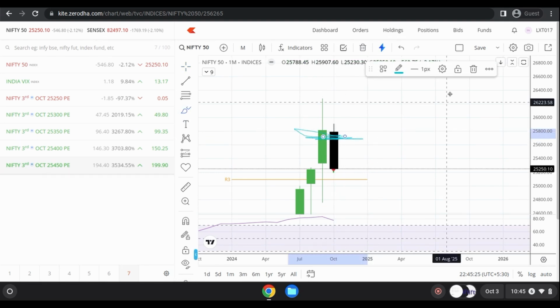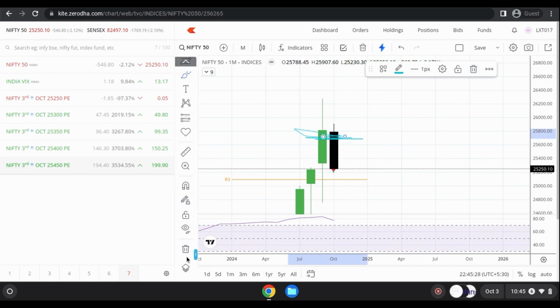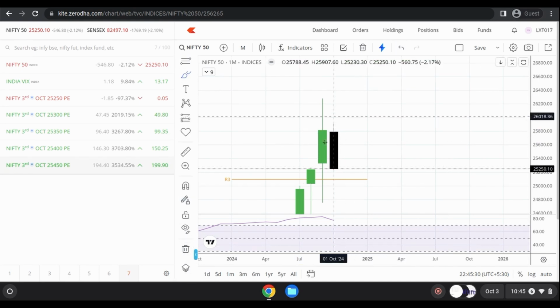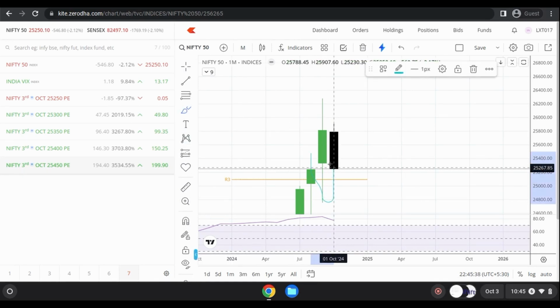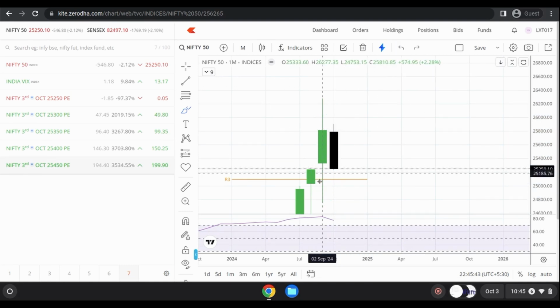After that, if you can see this green candle, last month's candle, it had formed in such a way that it first went down, then went up, and then closed here, right? This month's candle, on October 1st, was somewhere here. So it was an inside candle.